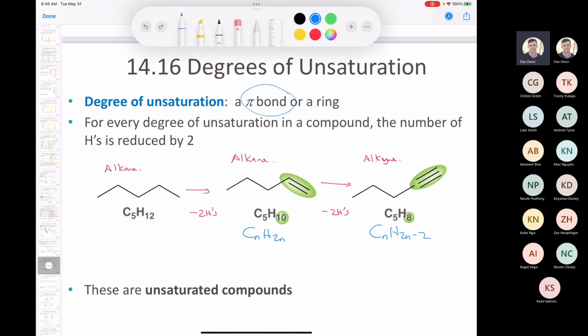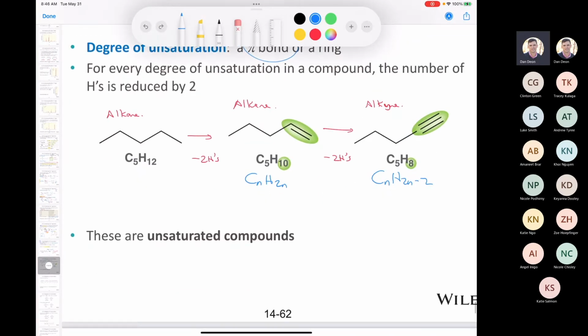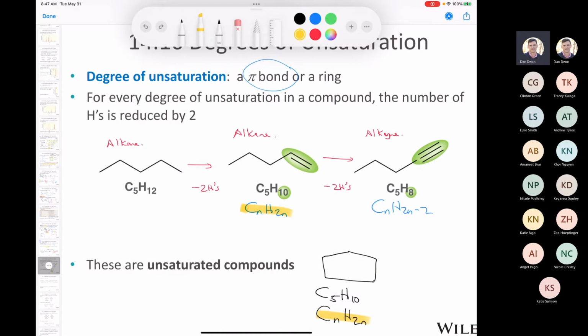Now, I said it could either be a pi bond or a ring. Check this out. Let's say I had a 5-membered ring like this. 1, 2, 3, 4, 5. I have 5 carbons, C5. How many hydrogens do I have? I have 10. Right? So the generic formula for a cycloalkane is also CnH2n, which is the same as that for an alkene. So we lost 2 hydrogens for the double bond, or you lose 2 hydrogens for a ring. There we go. So that covers where units or degrees of unsaturation come from.